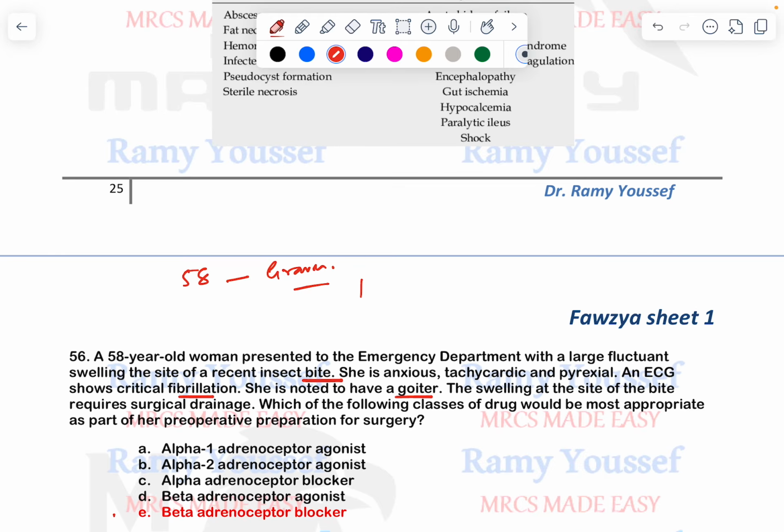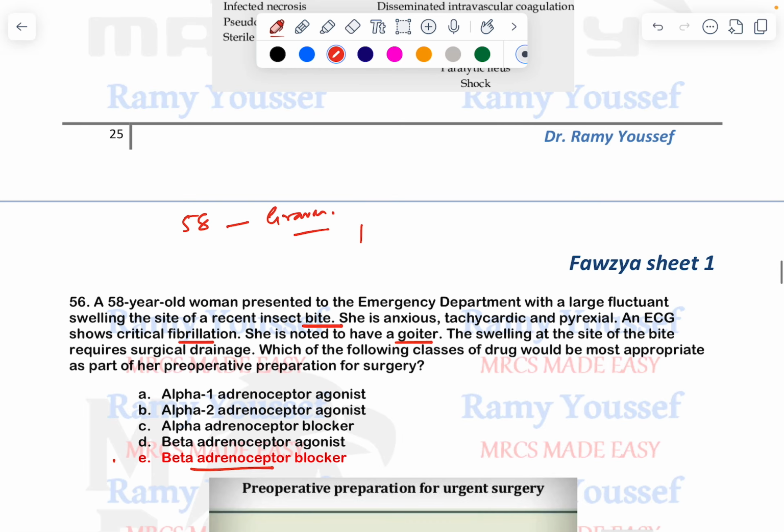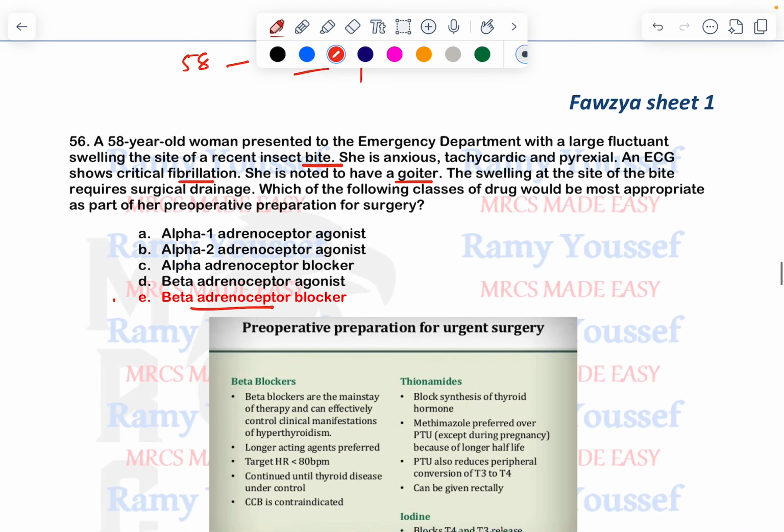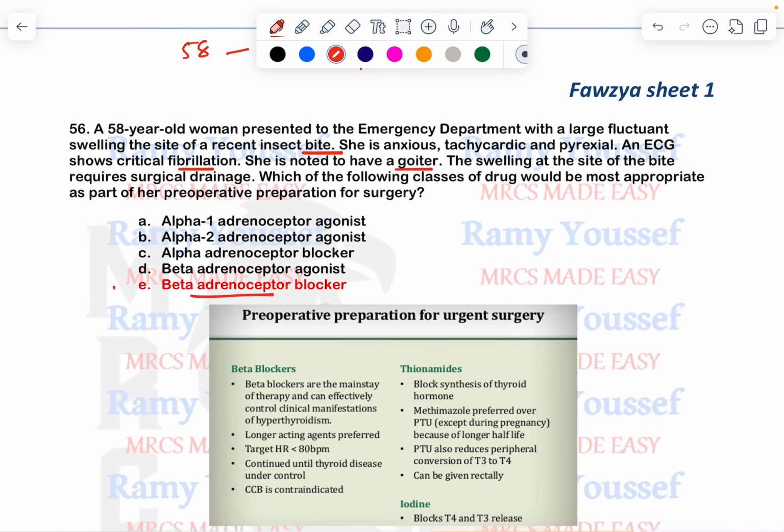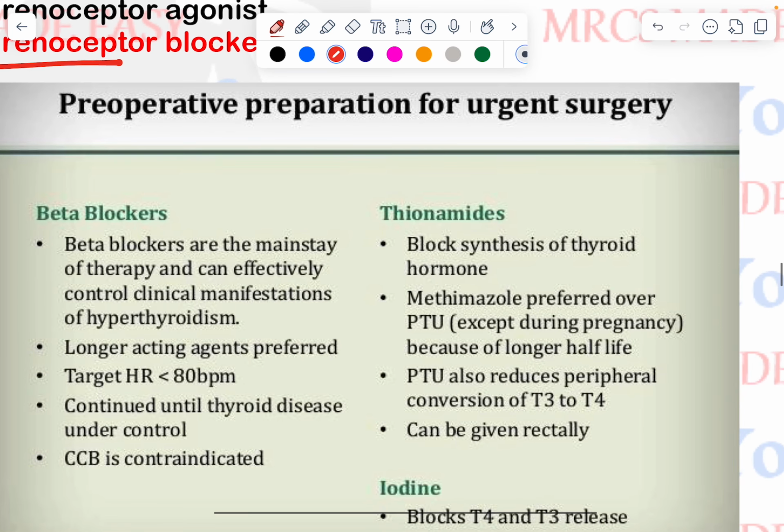The question has only one answer, but beta blocker is required. Beta blocker and thionamides, actually both drugs are required. Beta blockers are the mainstay of therapy and give effective control of the manifestations of hyperthyroidism. Long-acting agents are preferred. Target heart rate is 80. Thionamides block synthesis of thyroid hormone: methimazole, carbimazole. Propylthiouracil, PTU, is used during pregnancy.